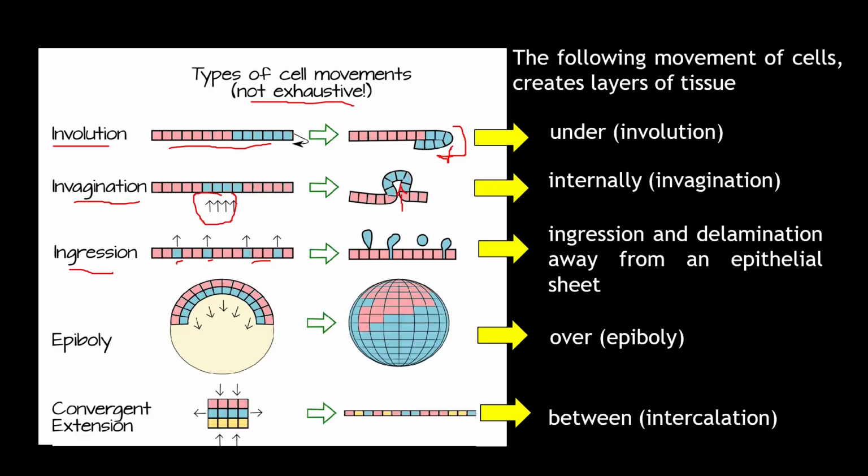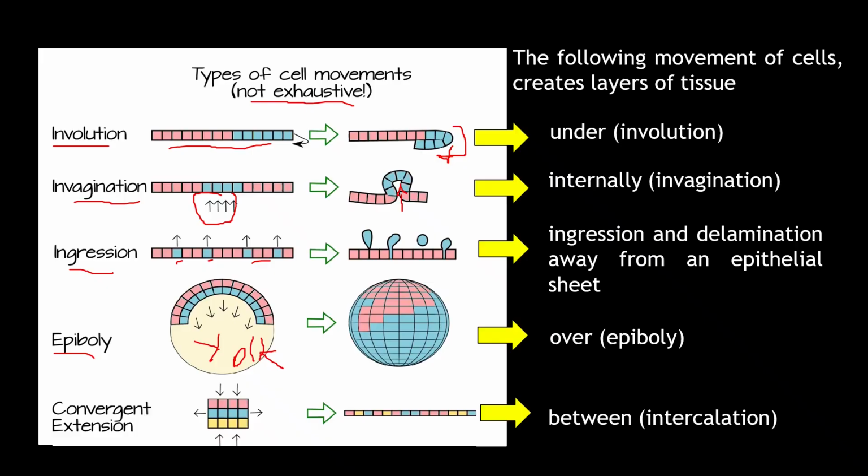The other one is epiboly. In epiboly, this is yolk, the yolk is there, and the cells are going to go over and cover the yolk.